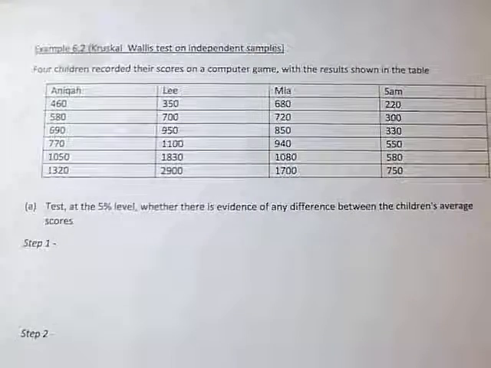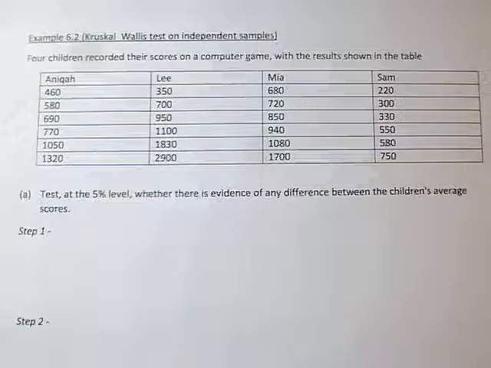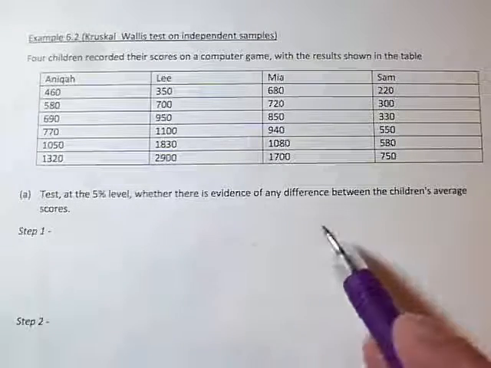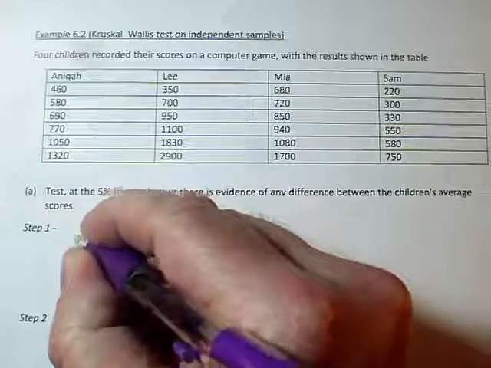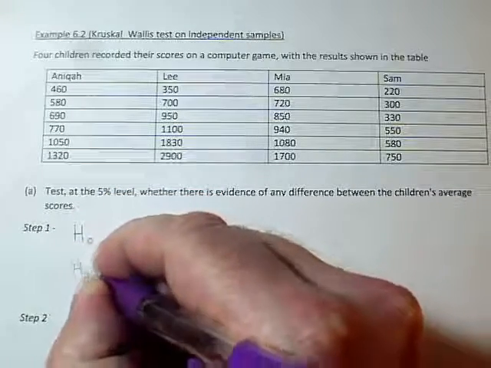Okay, we've got to do a Kruskal-Wallis test. We've got 4 independent samples this time. We need to test whether there's evidence of any difference between their average scores. So step 1, hypotheses. We need an H0 and an H1.